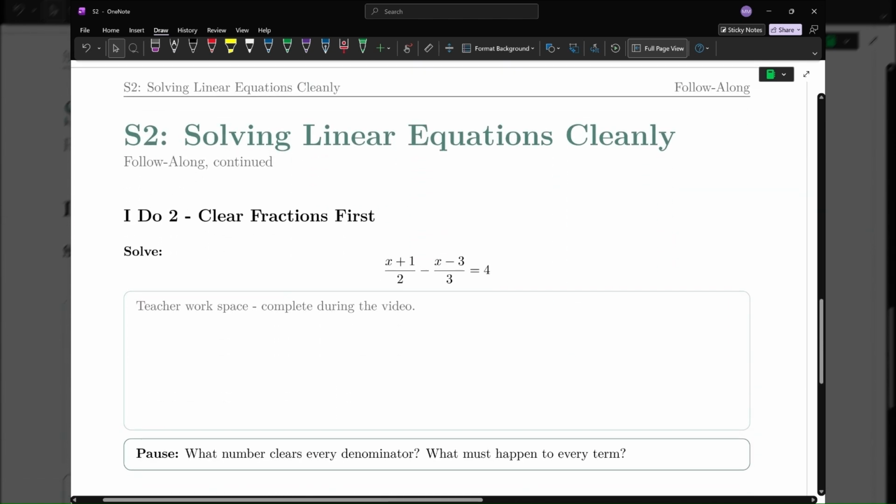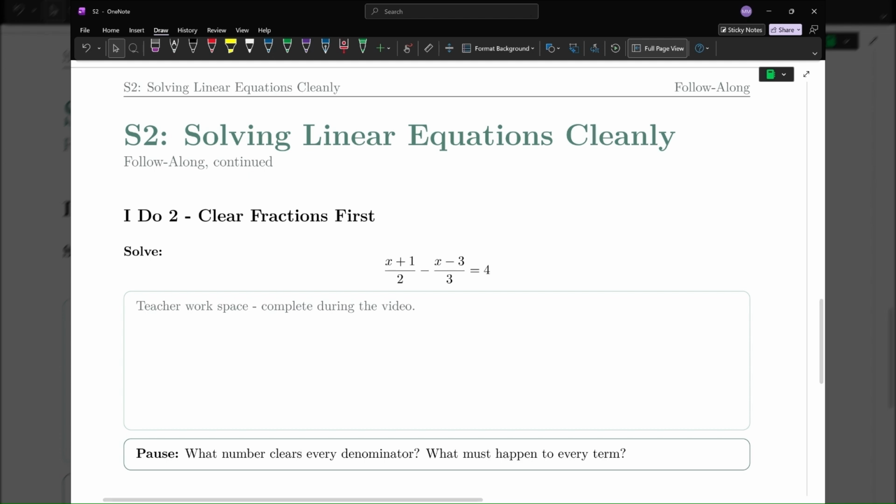So this one's just about fractions. If I see something like this, it's another really common issue we run into: (x plus 1) over 2 minus (x minus 3) over 3 equals 4. So first thing, again, I'll just write out this question. We don't need to do this, but it keeps the communication clear.